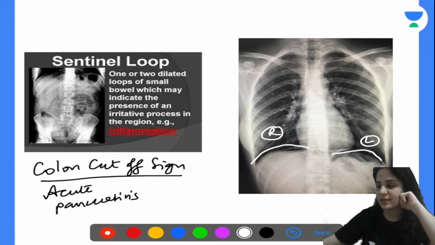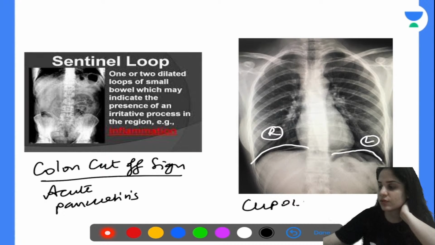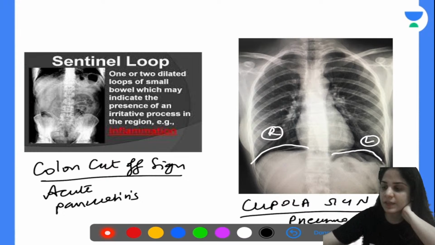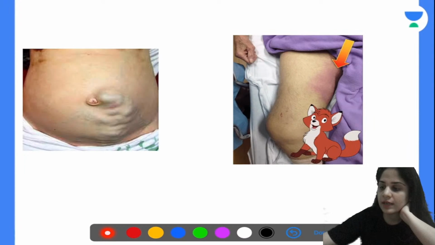Mustard sign, yes, that is one of the names. The other sign is a cupola sign. The other name for it is cupola sign, and it is seen in case of pneumoperitoneum. All right. Now here you can see the patient is having varices around the umbilicus.